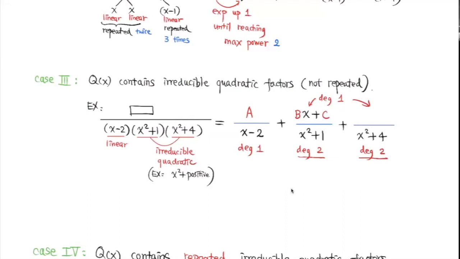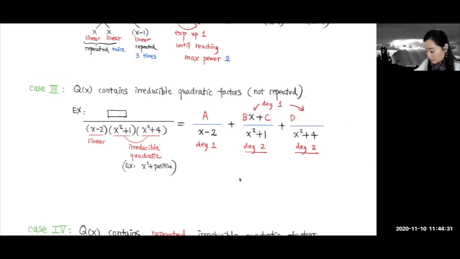So up here, that will be 1 degree lower than that. So we have a linear factor. We have a linear expression here. Okay, bx plus c. Similarly, this will be also linear. So they're going to be dx plus e.